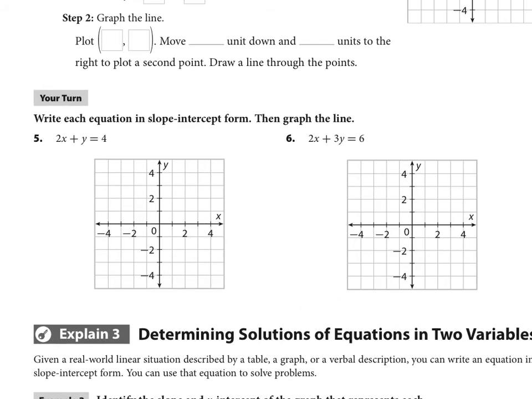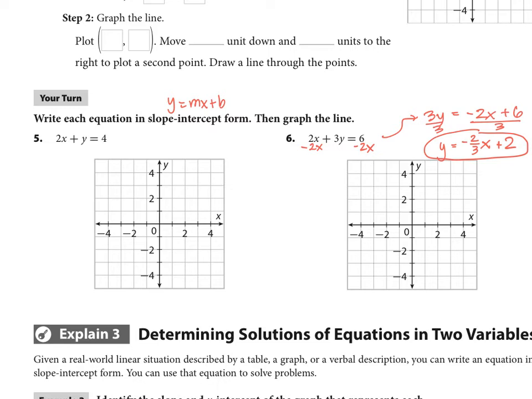Let's solve this for y so that we can put it into slope-intercept form. Remember, y equals mx plus b. And then we're going to graph it. So number 6, the first thing we want to do is subtract 2x on both sides. And I get, let's do it up here, 3y equals negative 2x plus 6. And then I'm going to divide this whole thing by 3. So y is negative 2/3 x plus 2.